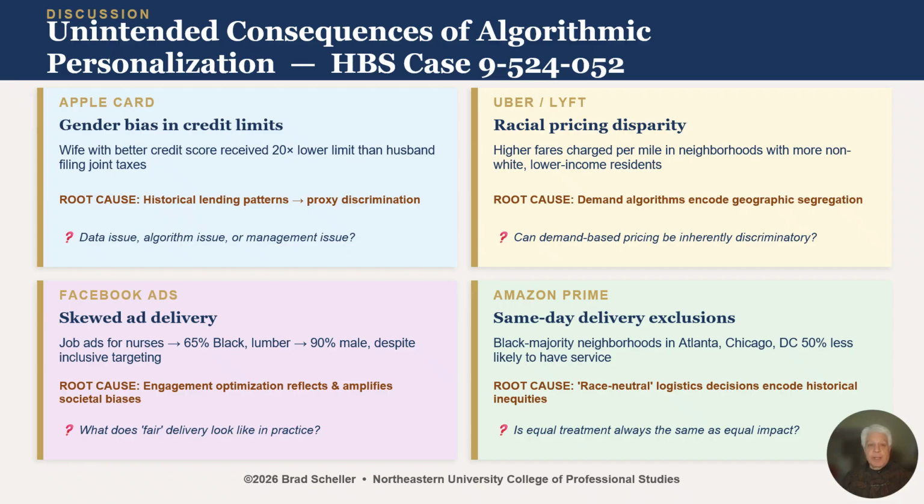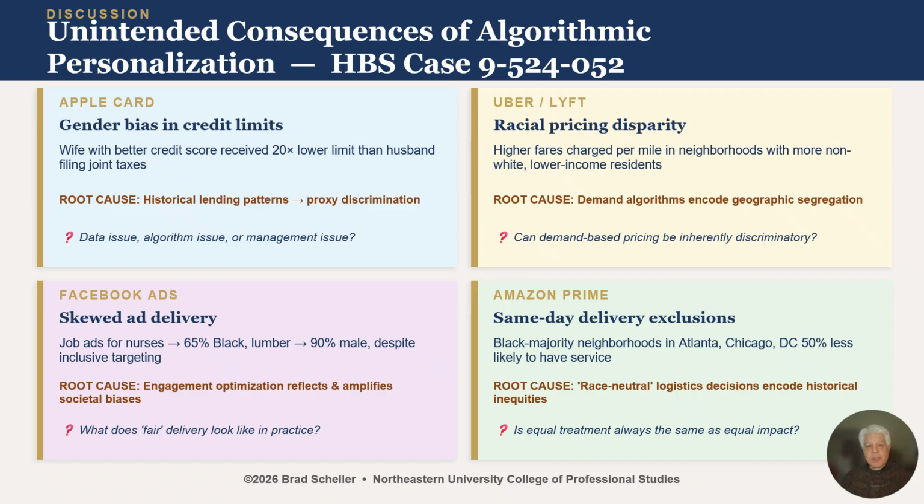A husband and wife apply for Apple Cards. They file joint tax returns, share assets. The wife actually has a better individual credit score. The husband receives a credit limit that's 20 times higher than his wife's. Goldman Sachs denies any discrimination, but refuses to reveal the algorithm. The question is: is this a data problem, an algorithm problem, or a management problem? It's probably all 3. But where do you assign primary responsibility?